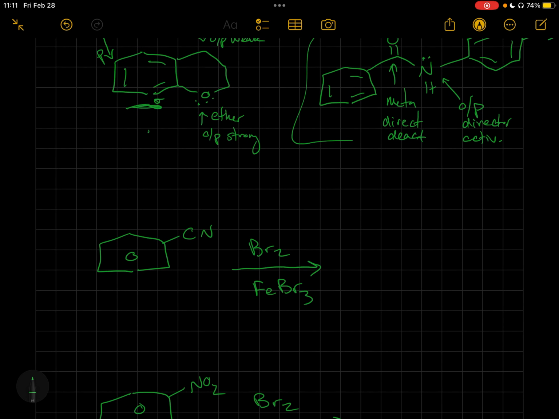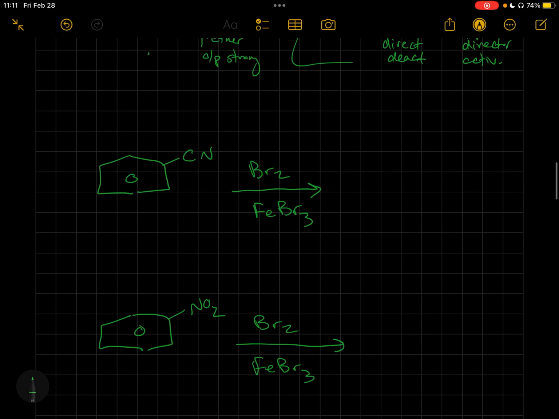Okay, so moving on, I thought we could probably do with a little bit of practice in terms of directing groups. That was a little bit of a warm-up, and now we've got some where we're just having to draw our final products. So this moves us on to the 6th page of our worksheet, and I thought I would give us an example with the cyano.